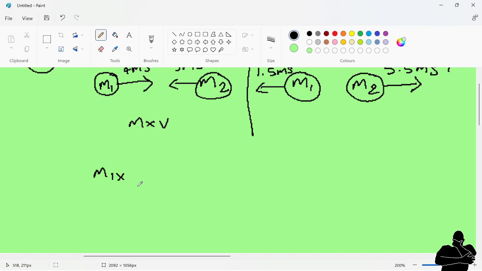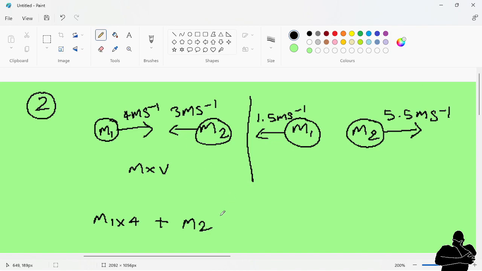M1 times the velocity of M1, which is 4 meters per second, plus M2 times the velocity of M2. Now the velocity of M2 is 3, but because it's moving to the left, it's going to be negative 3. So it would be M1 times 4 plus M2 times negative 3. But the negative 3 would just make the M2 negative, so we just have the minus here, because if you add a negative number to something, you're subtracting. So this is M2 times 3. Now this is the momentum before the collision. It is equal to the momentum after the collision.